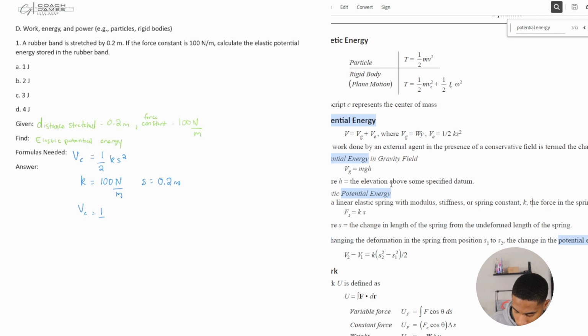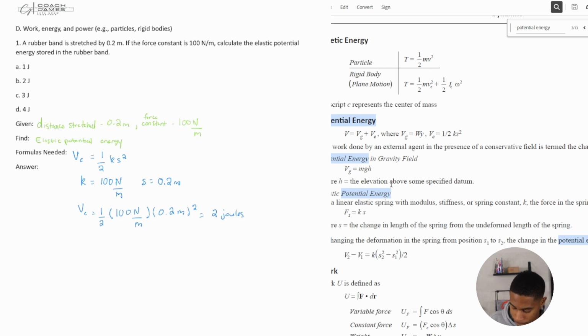Okay, so we have Ve is equal to 1/2 times my 100 newtons per meter times my s squared, or 0.2 meters squared. And I get this all to equal 2 joules.